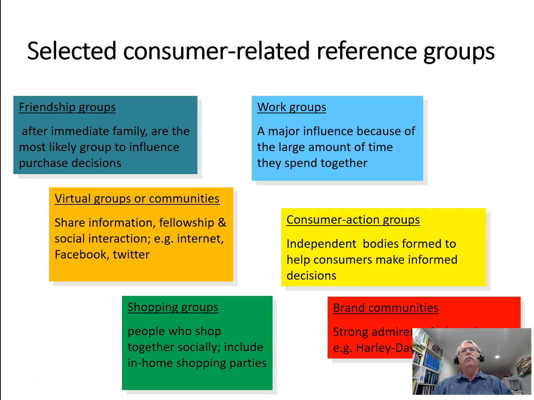So when you talk about consumer-related reference groups, when you talk about friendship groups, they're after your immediate family. They're the most likely group to influence your purchase decisions. You can have virtual groups or communities where you share information, fellowship. You can have shopping groups, whether you shop together socially, in-home shopping parties. You can have work groups, a major influence because of the large amount of time you spend together. You can have consumer action groups, which are independent bodies formed to help consumers make informed decisions, or you can have brand communities as well.